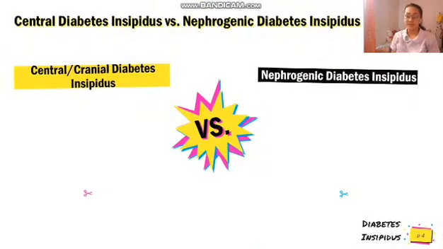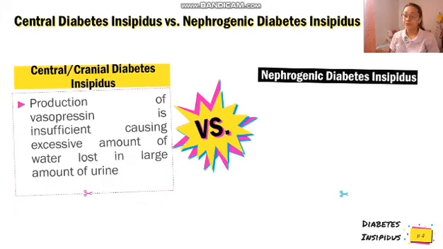We have two main types of diabetes insipidus: central or cranial diabetes insipidus and nephrogenic diabetes insipidus. In cranial diabetes insipidus, the body does not produce enough vasopressin to regulate urine production, so excessive amounts of water are lost in a large amount of urine. Cranial diabetes insipidus is the most common type. It can be caused by damage to the hypothalamus or pituitary gland, for example, after an infection, operation, brain tumor, or head injury.